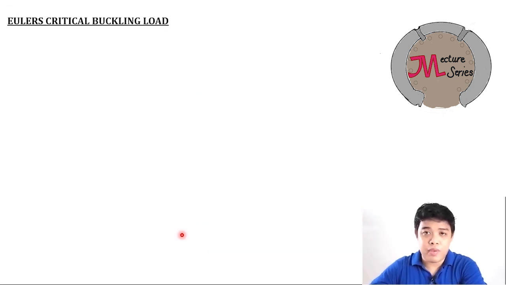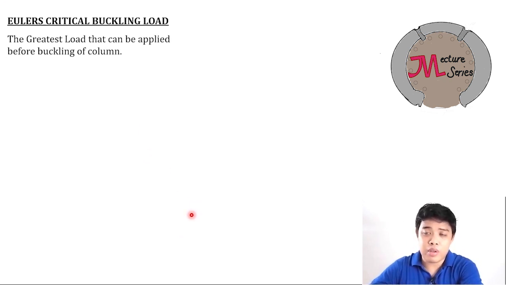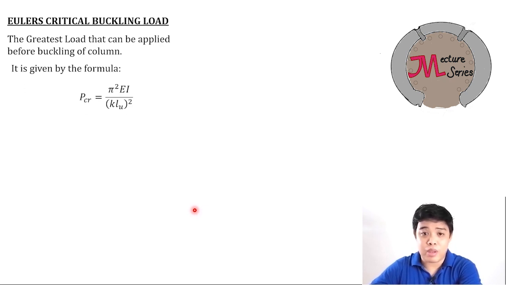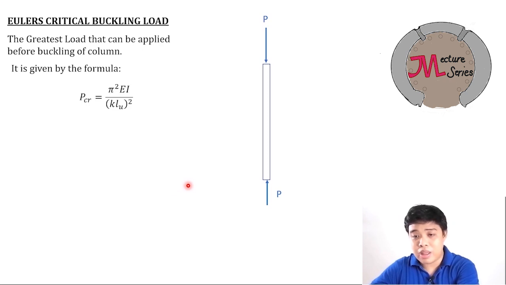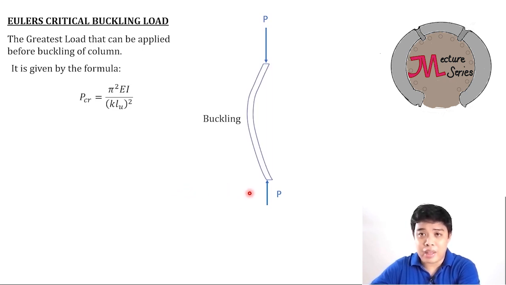Before we start solving that, let us discuss what Euler's critical buckling load is. Basically, Euler's critical buckling load is the greatest load that can be applied before buckling of a column. It is given by the formula P critical is equal to pi squared EI over KL squared. What is buckling, by the way? If you apply a load greater than its critical buckling load capacity, it will buckle like this. There will be a lateral deflection and it will cause instability. Therefore, your column will somehow collapse.